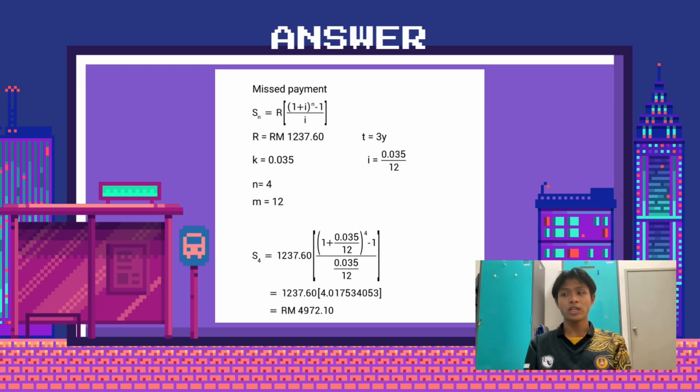After we solve the equation in the biggest bracket, we will get 4.017534053, and we multiply it by RM1,237.60. We will get the fourth payment to settle the outstanding arrears, which is RM4,972.10.